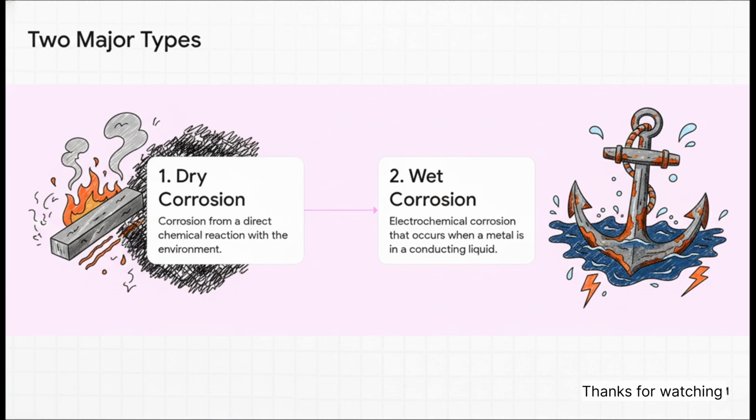Dry corrosion is a direct chemical attack, maybe from hot gas on metal. But wet corrosion is way more common. It's an electrochemical process. The easiest way to think about it is like a tiny microscopic battery forming on the metal's surface. That's what's happening with rust, since you need water. And knowing which type you're dealing with is everything when it comes to stopping it.